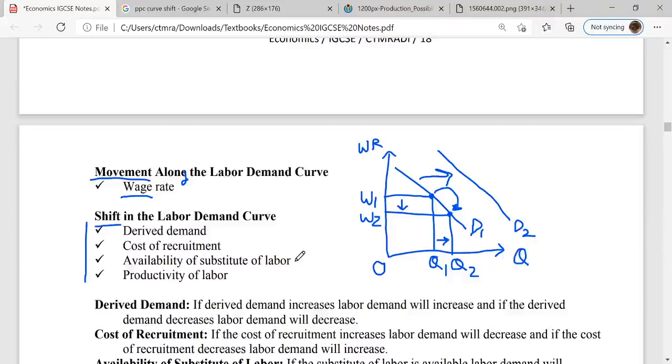Okay, next is productivity of labor. If productivity of your existing labor increases, then what will happen? The demand for that labor will increase. On the other hand, sometimes demand may even fall, because with a small number of workers, if you can achieve your targeted output, then you won't need such a high number of labor, right?